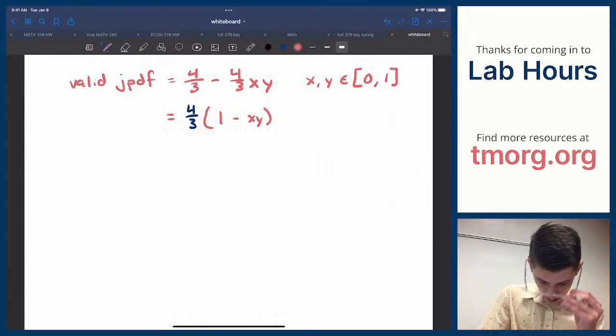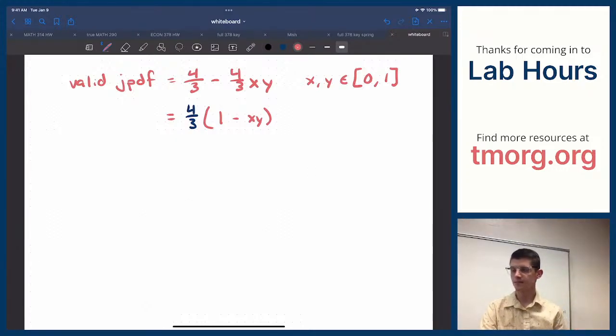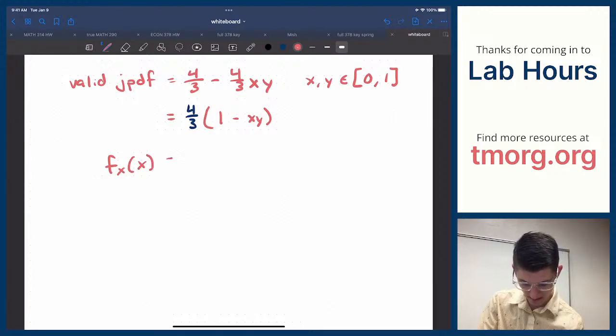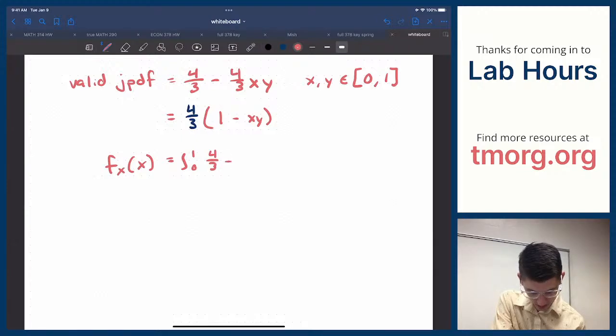Anyway, let's get a marginal probability density function. If I would like to know, if I hold y constant, what happens to x? What does x look like? Then I need to integrate y out of the equation. If I want the marginal probability density function of x, which we've called fx of x, I need to account for all of the y's and all the ways that y interacts with x over the entire bound of y. So all I do is integrate y out of the equation: 4/3 minus 4/3 xy dy.